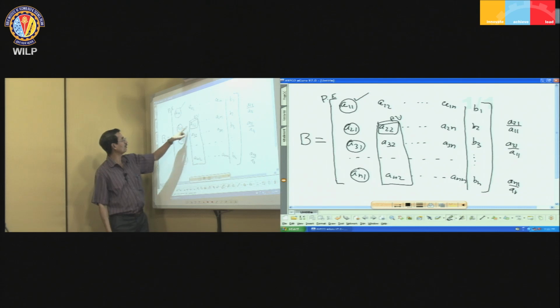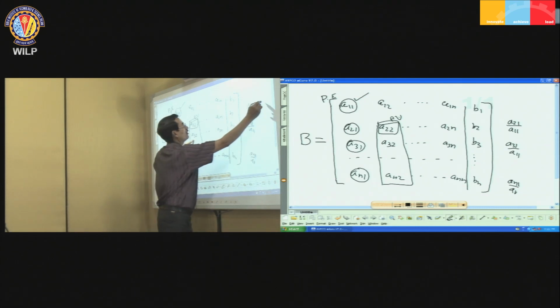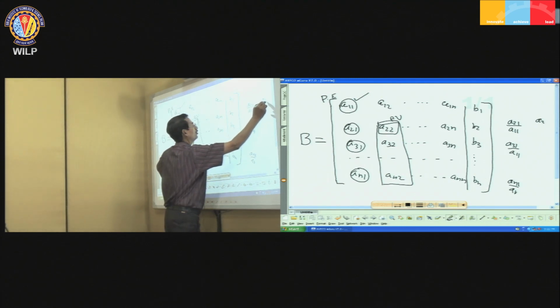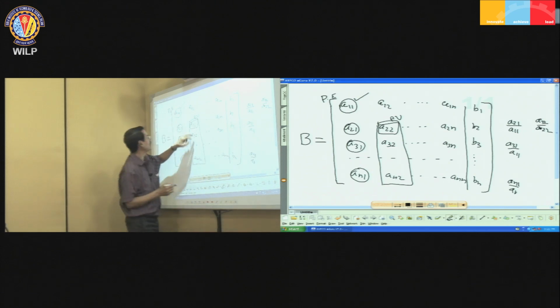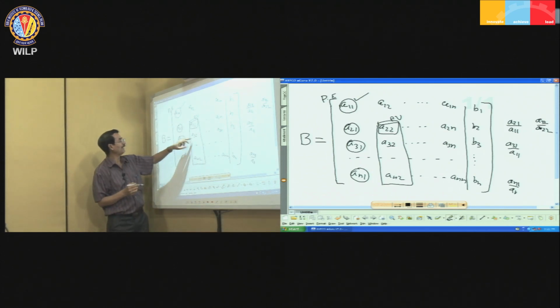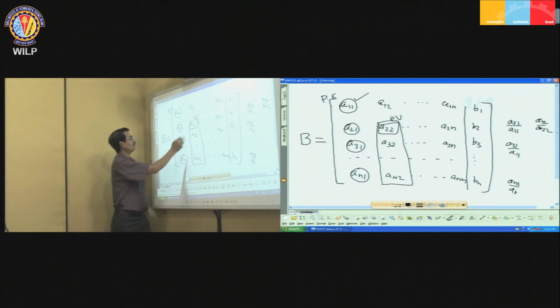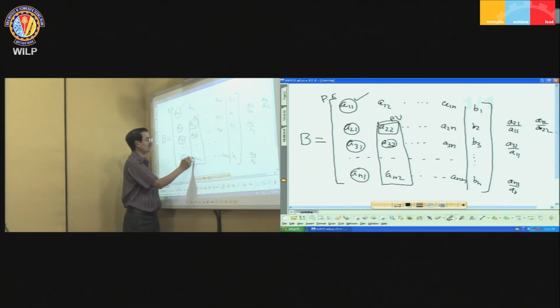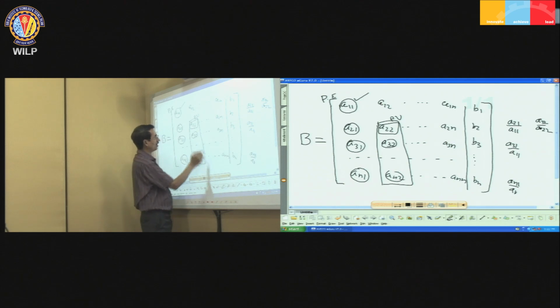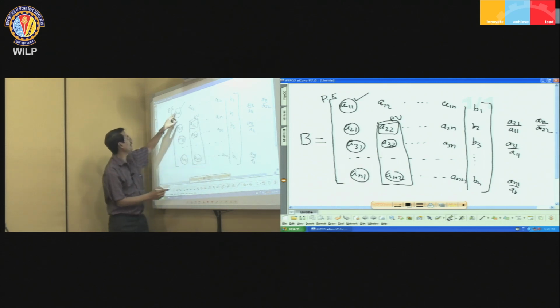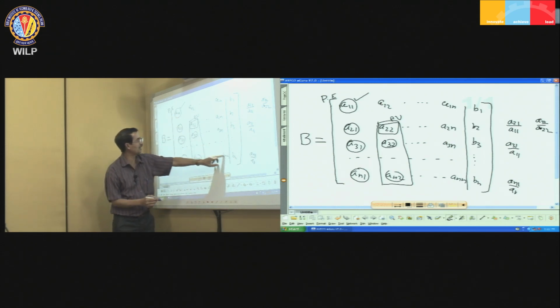So what we shall do? Multiply the second row by A32 over A22, and subtract from the third row. See that this element will be 0. Continue this process so that, look here, all elements below the diagonal elements will be 0.